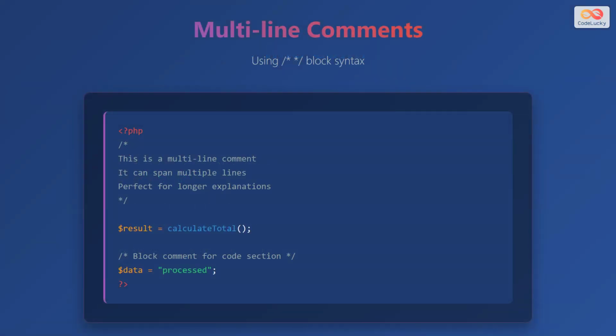Multi-line comments are used for more detailed descriptions and blocks of text. They are useful when you need to write longer explanations that span multiple lines. Multi-line comments begin with a slash followed by an asterisk, and end with an asterisk followed by a slash.